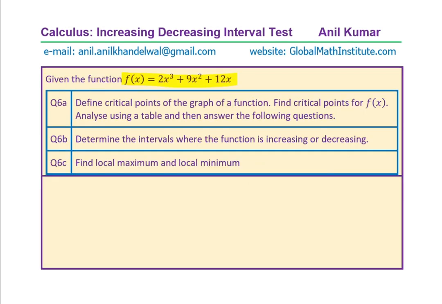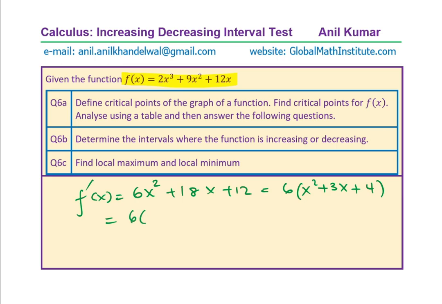Question 6. Straightforward. Write down the function, find critical numbers, and then do the needful, right? You know, the derivative of this function is what? 6x squared plus 18x plus 12, right? You can factor 6. So it becomes x squared plus 3x plus 4, right?